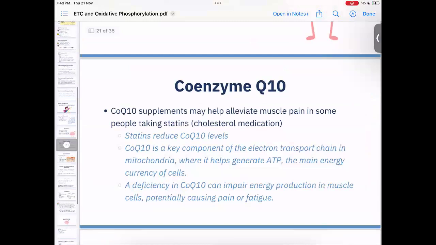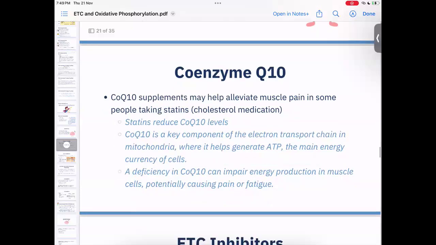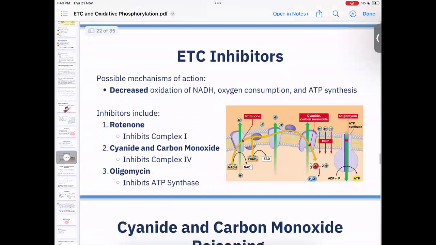So this is the whole idea behind this: CoQ10 supplements can help alleviate muscle pain if you're taking statins, because the statins lower the coenzyme Q levels, and this may cause muscle pain because you're unable to produce ATP, which is the main energy currency. As I said, the things in italics are just extra for you to understand the idea better. Now we're on to the electron transport chain inhibitors.